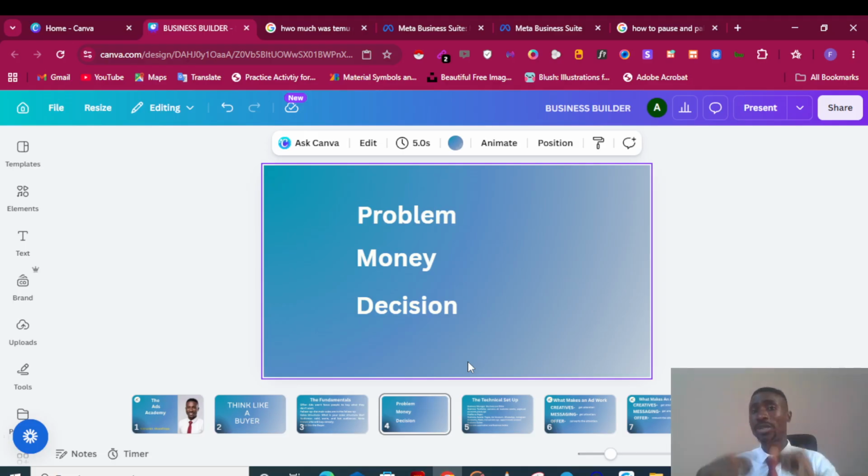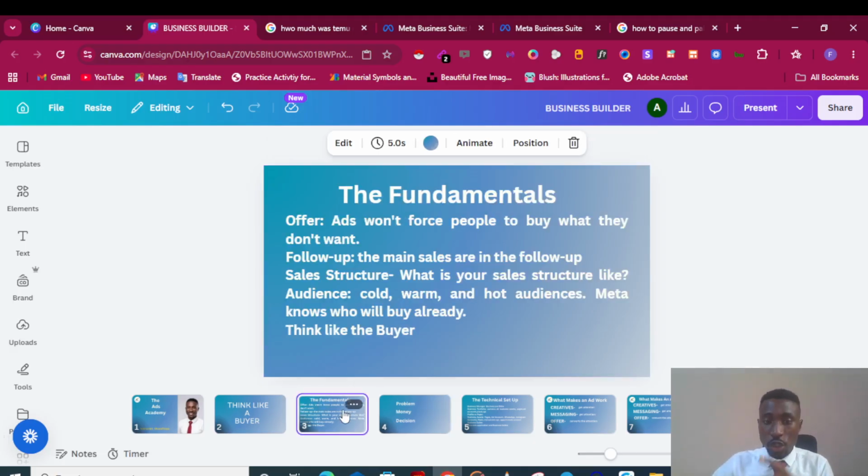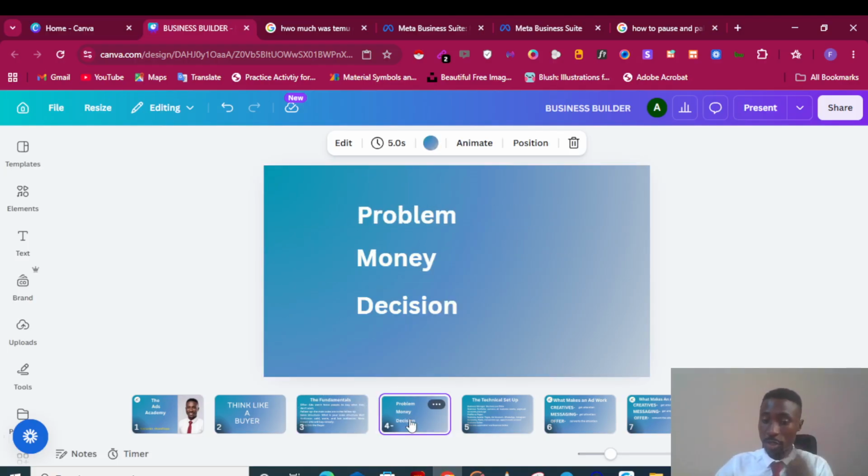So that is why these three things must be at the back of your mind. The problem the person is trying to solve. Does the person have money to solve the problem? And can the person make the decision to solve the problem? That is what qualifies someone as your audience.